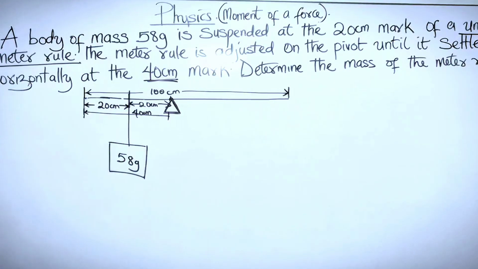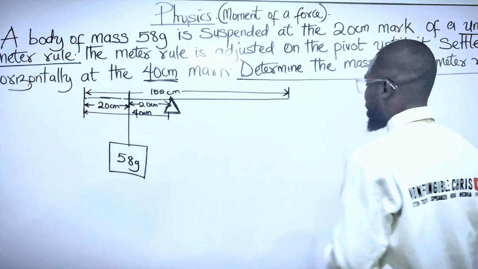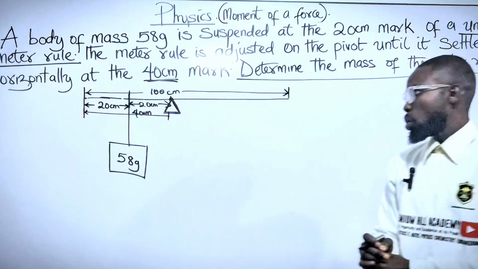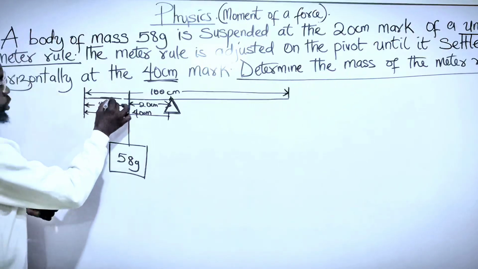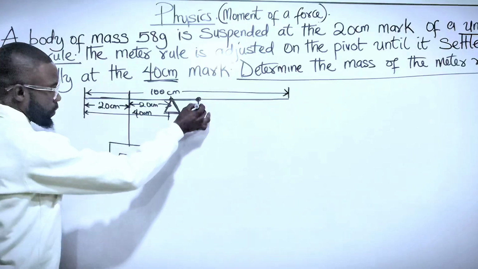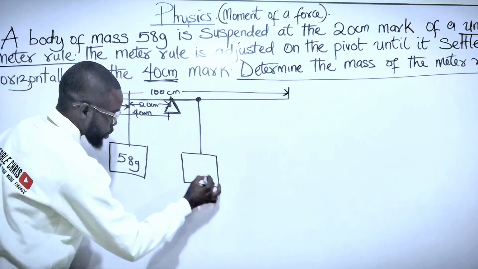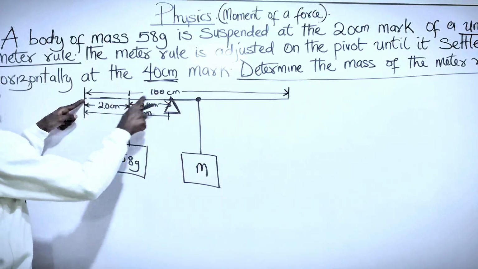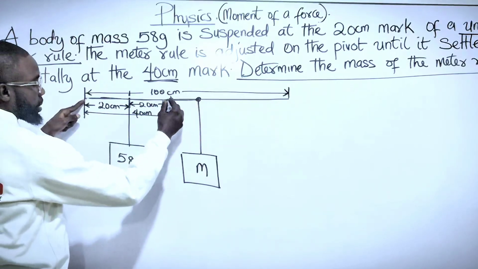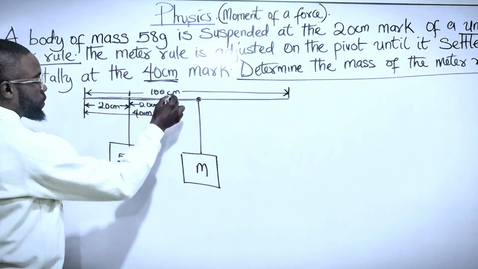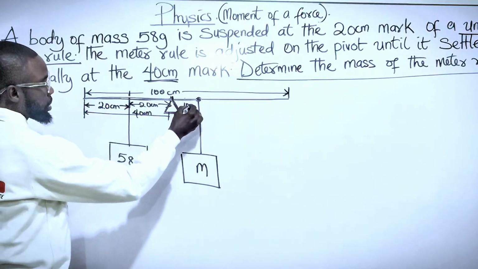Correct. And you are asked to determine the mass of the meter rule. I told you that when they ask us to determine the mass of the meter rule, it's time to look for the balance point, the midpoint of the meter rule. So from 0, we're calculating to the midpoint, which is 50. Let's assume here is our 50 cm mark. So we're looking for the mass of the meter rule here. If from here to here is 50 and from here to here is 40, it means from here to here will be 10 cm.